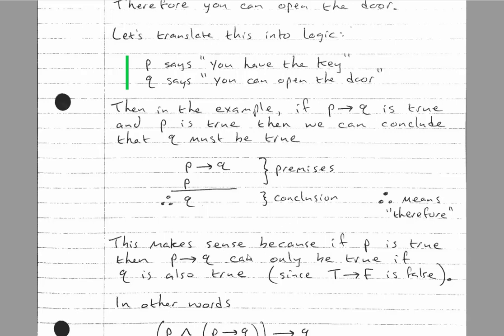Why does that make sense? It's just from the idea of what this implication means. Remember, an implication is always true if P is false, but if P is true, then it's true when Q is true, and the implication is false if P is true and Q is false. So if P is true and the implication is true, then the only way they can both be true is if Q is also true.